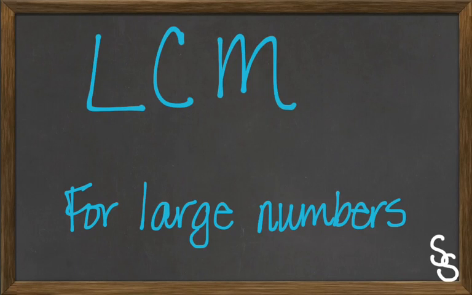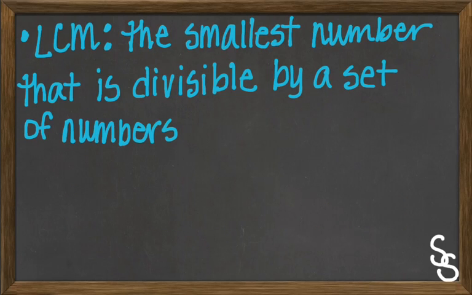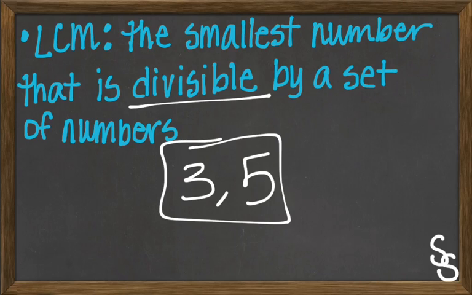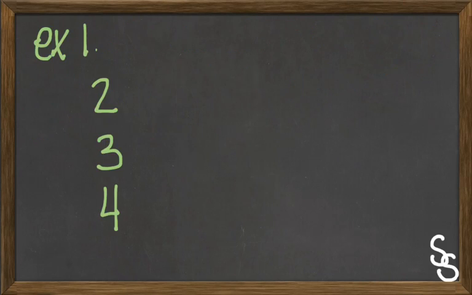LCM, or least common multiple, for large numbers. Let's start by defining this. The least common multiple is the smallest number that is divisible by a set of numbers. This basically means that, say I have a set of numbers 3 and 5, what number that's a multiple of these numbers can be divisible by both? Let's look at a few examples.